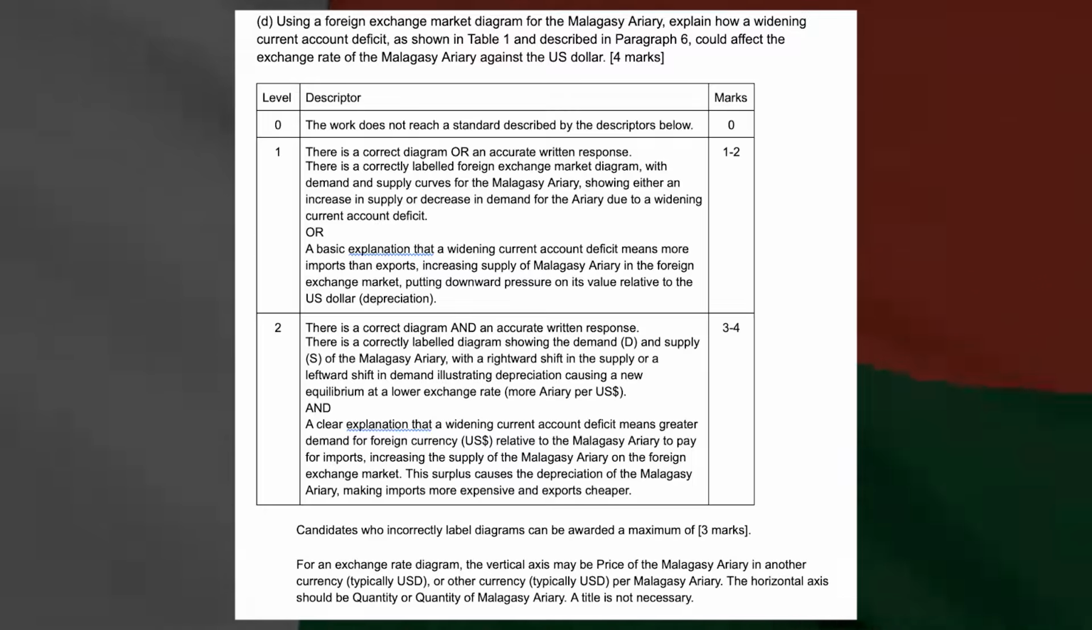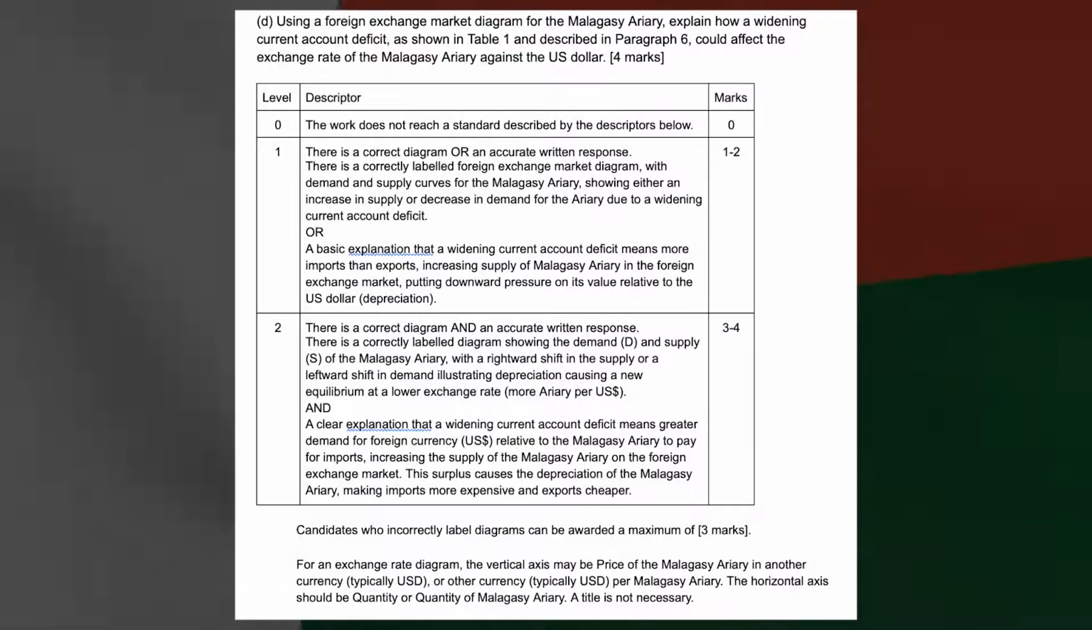1 to 2 marks. Level 2. There is a correct diagram and an accurate written response. There is a correctly labeled diagram showing the demand and supply of the Malagasy ariary, with a rightward shift in the supply or a leftward shift in demand, illustrating depreciation, causing a new equilibrium at a lower exchange rate, more ariary per US dollar. And a clear explanation that a widening current account deficit means greater demand for foreign currency, US dollar, relative to the Malagasy ariary to pay for imports, increasing the supply of the Malagasy ariary on the foreign exchange market. This surplus causes the depreciation of the Malagasy ariary, making imports more expensive and exports cheaper.